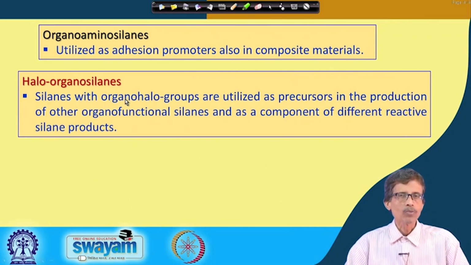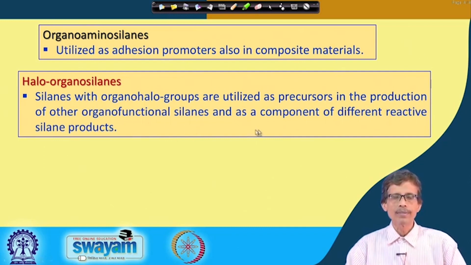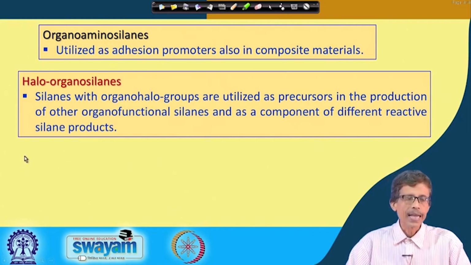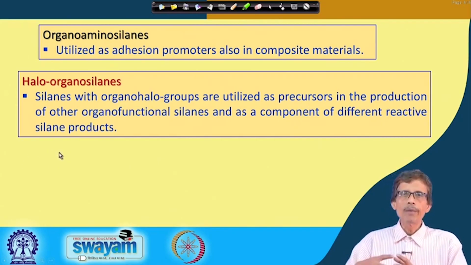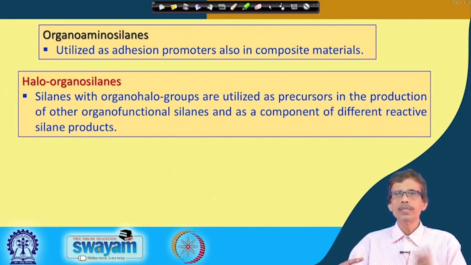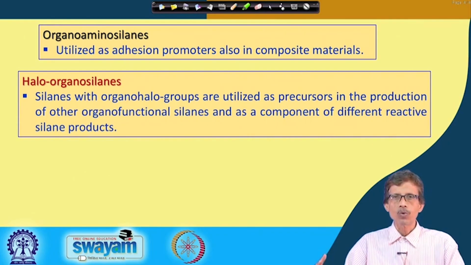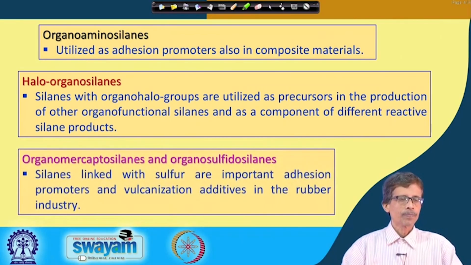Then haloorganosilanes, that means you still have the halide groups attached to it. Silanes with organohalogen groups are utilized as precursors in the production of other organofunctional silanes and as components of different reactive silane products. So when you have active groups present in it, whether X already present as the alkyl group or Y, you have different reactive silane molecules or silane products, which can further be modified in terms of their ability for polymerization or any other type of reaction.